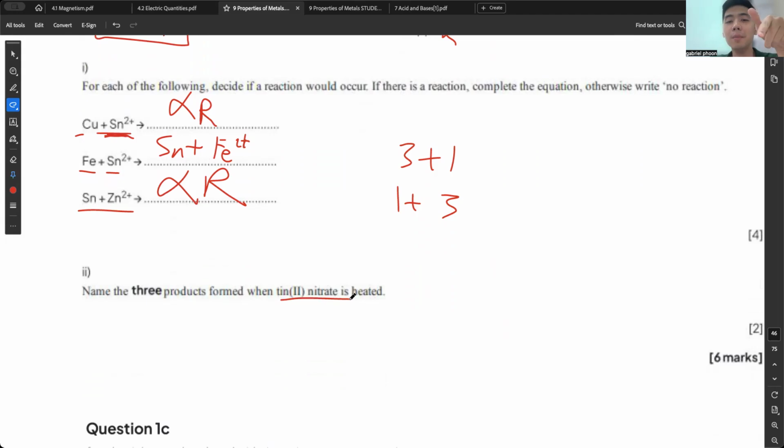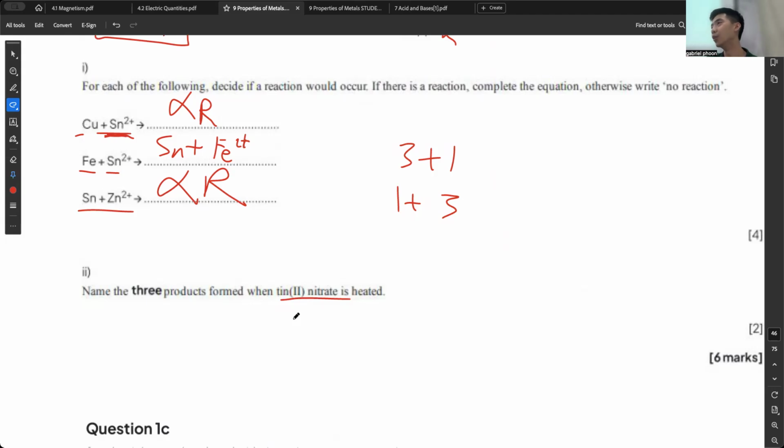Okay, this one, maybe most of you do not know this, and in fact I'm not expecting you to remember this. Honestly, for these kinds of questions, they say heated, so this is going to be thermal decomposition, which means one thing will break into many things. Most of the time this is a gamble, even for me. My gamble would be, because I see nitrate there, then definitely it's going to be nitrogen dioxide, then oxygen, then it's tin oxide. It's a gamble.